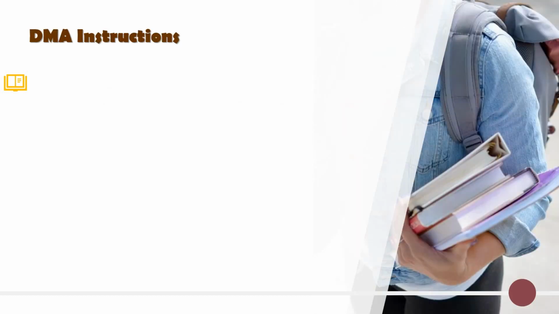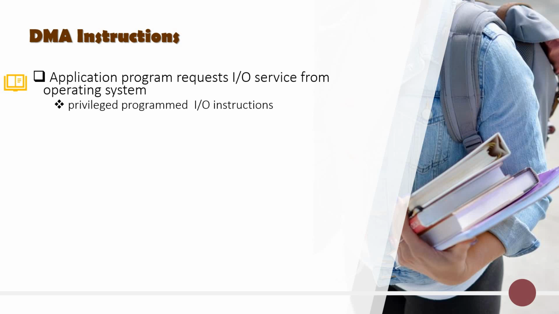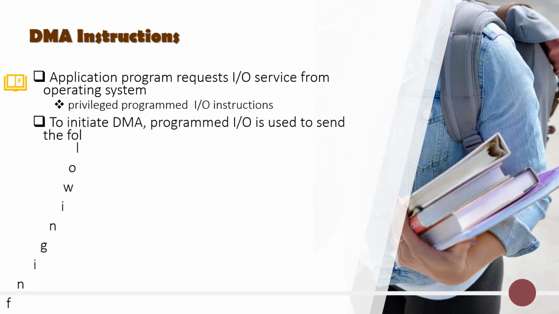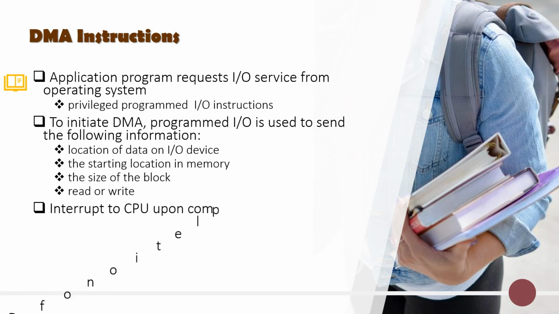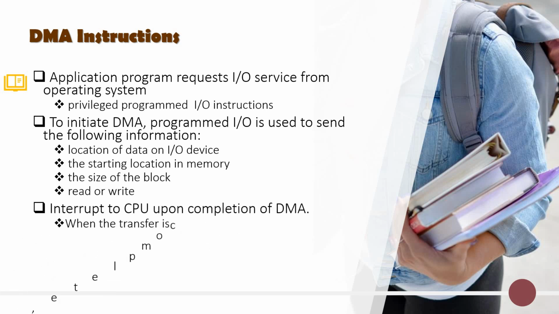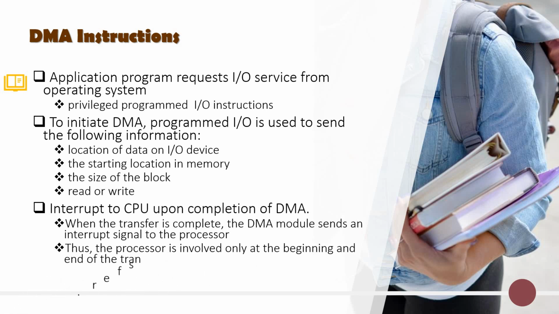DMA instructions. Application program requests I/O service from the operating system. Privileged programmed I/O instructions. To initiate DMA, programmed I/O is used to send the following information: location of data on the I/O device, the starting location in memory, the size of the block, and read or write. Interrupt to CPU upon completion of DMA. When the transfer is complete, the DMA module sends an interrupt signal to the processor. Thus, the processor is involved only at the beginning and end of the transfer.